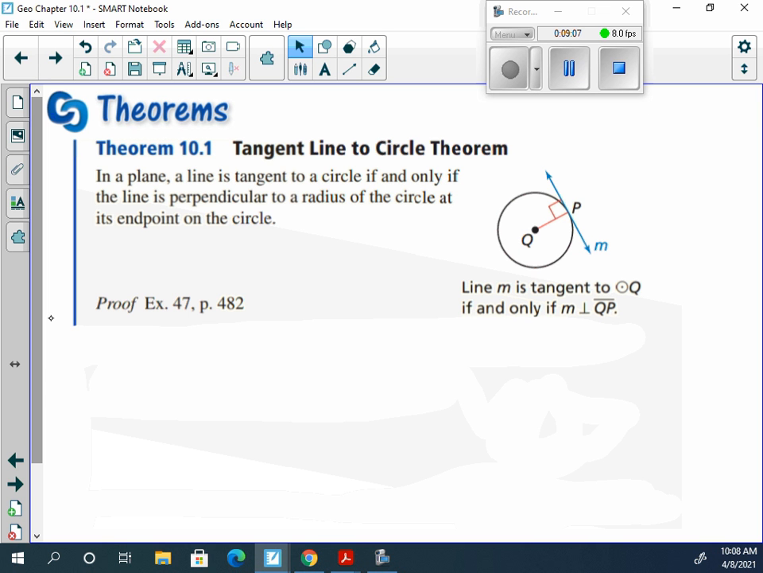Now, there is something specific with tangent lines. A tangent line to a circle intersects the circle, or kind of the radius, at a 90 degree. A line is tangent to a circle if and only if the line is perpendicular to the radius of the circle at its endpoint. So the tangent line and the radius will form a right angle. If it is a tangent line, it will form a right angle. It'll intersect and make a right angle with the radius.